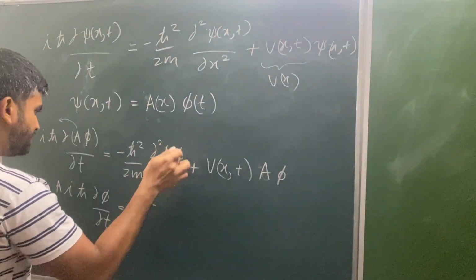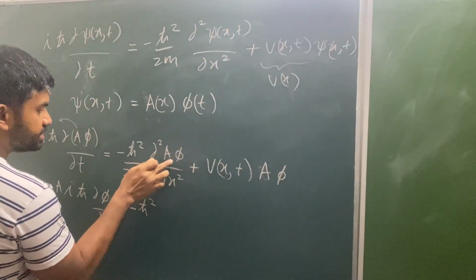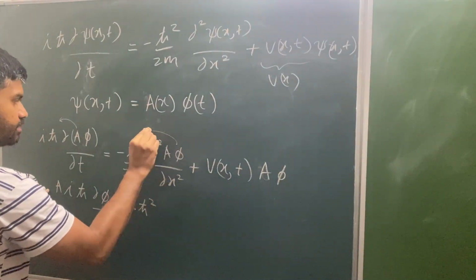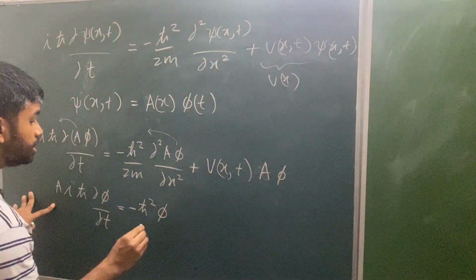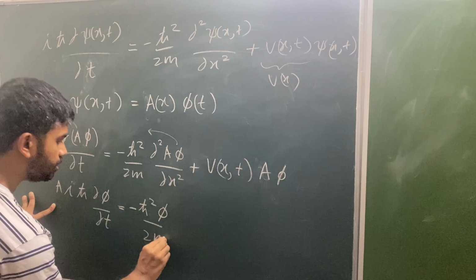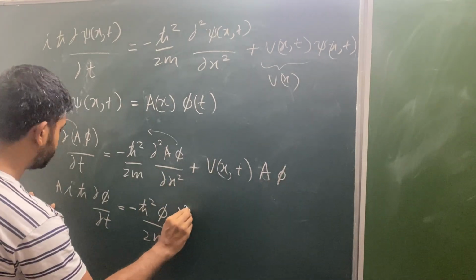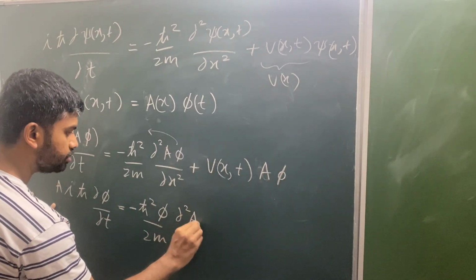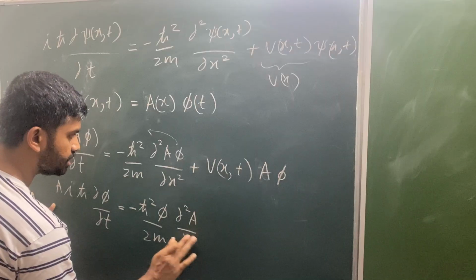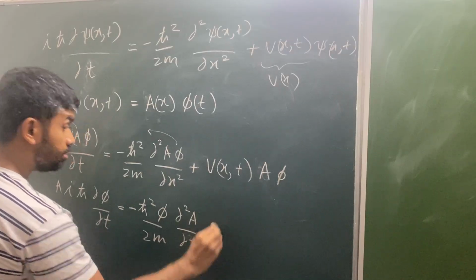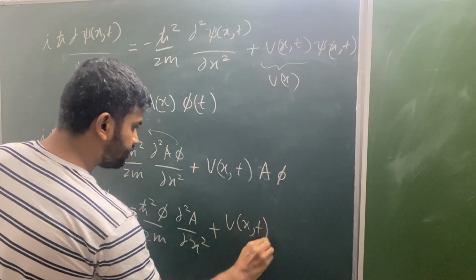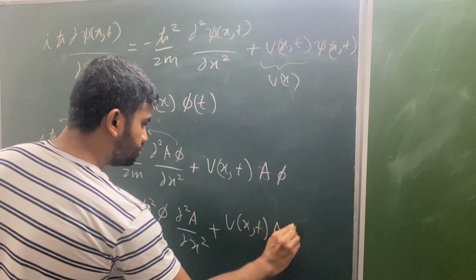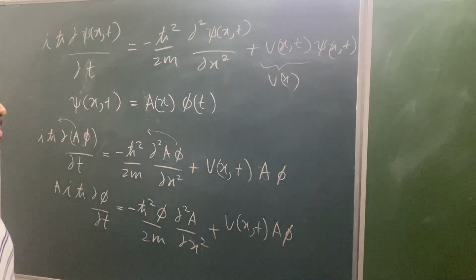Even now here phi is a constant, as a is the only function that depends on x, so I can take phi out of this. So I will end up with h bar squared phi over 2m, and here ∂ squared a over ∂x squared, and we have two more terms here now: V(x,t), here a phi.